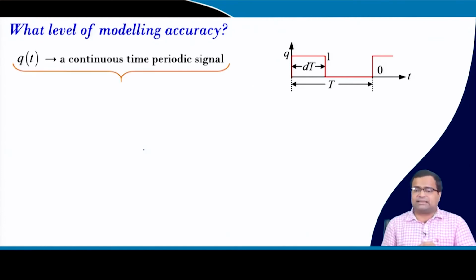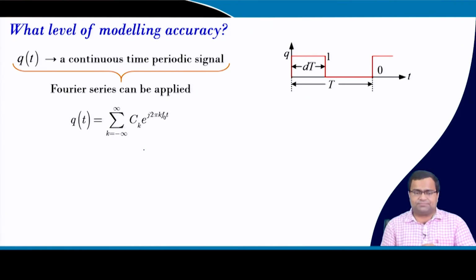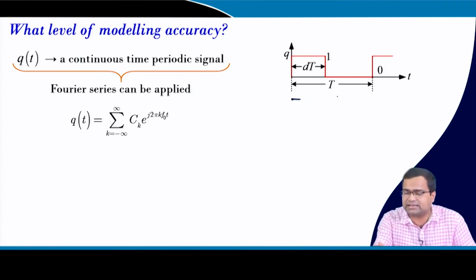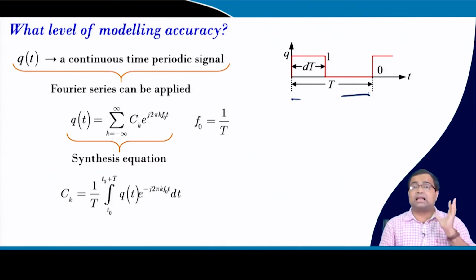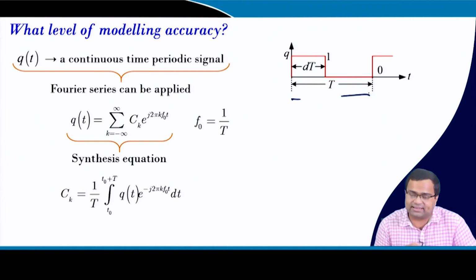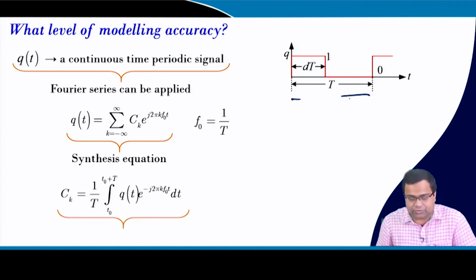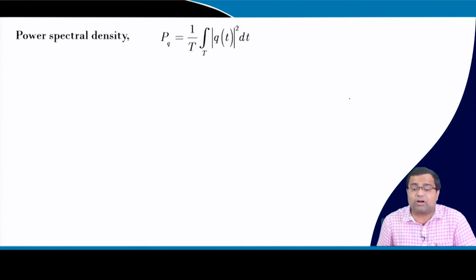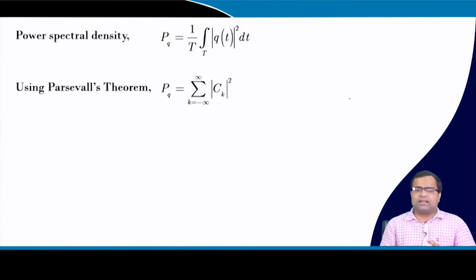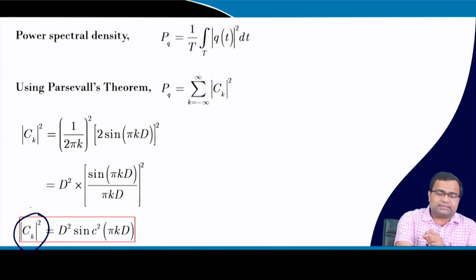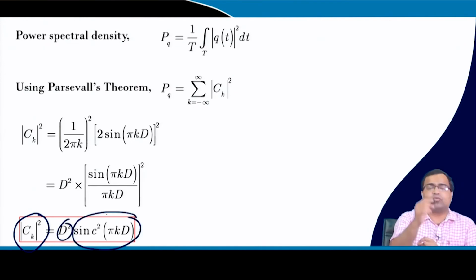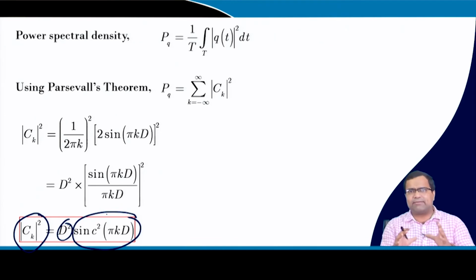Now, if we go back to a periodic signal q(t), and if we apply a Fourier series, because it is a periodic signal under steady state, its time period is fixed. So, we can write this q(t), the gate signal, and we can write the synthesis equation as well as the analysis equation, and you will find there will be a DC component corresponding to the analysis equation. If you go to the power spectral density, which can be obtained from Parseval's theorem, the power spectral density can be written simply as d squared into this sinc function squared, okay. I am not going into the derivation, but the power spectral density can be derived.